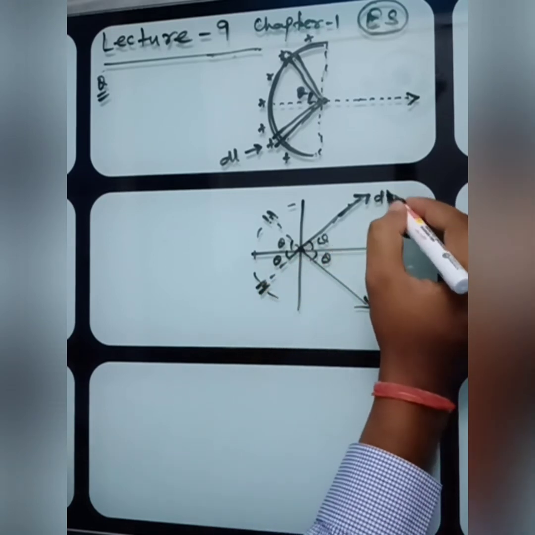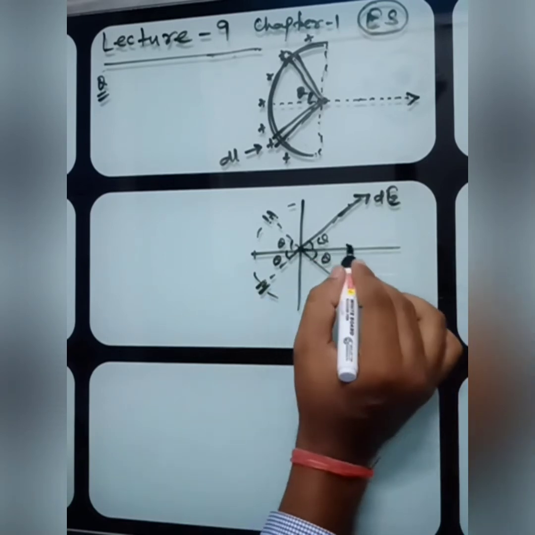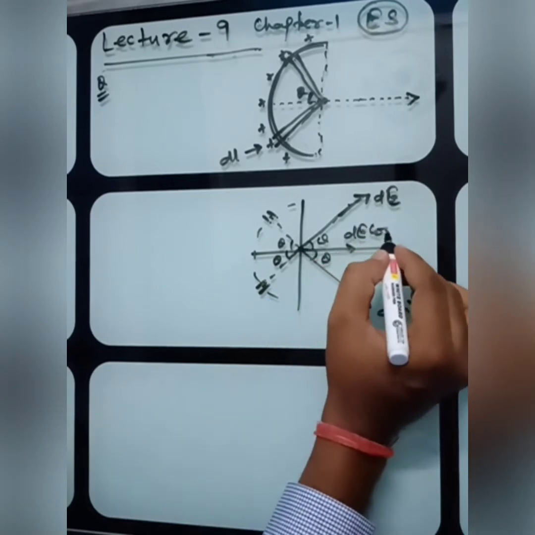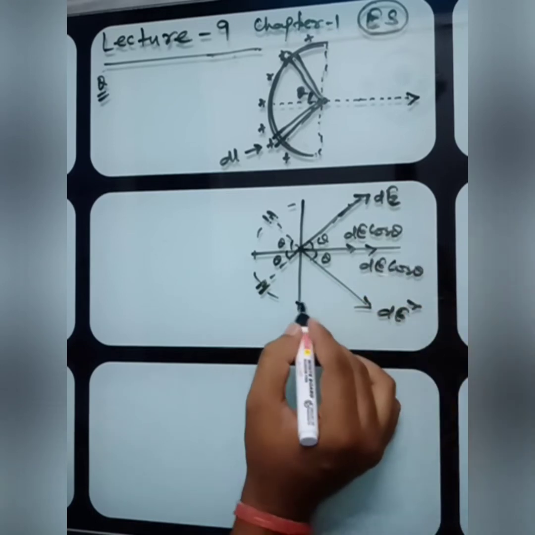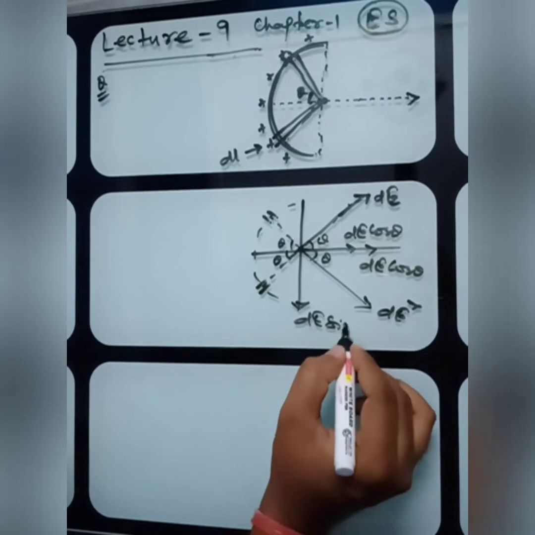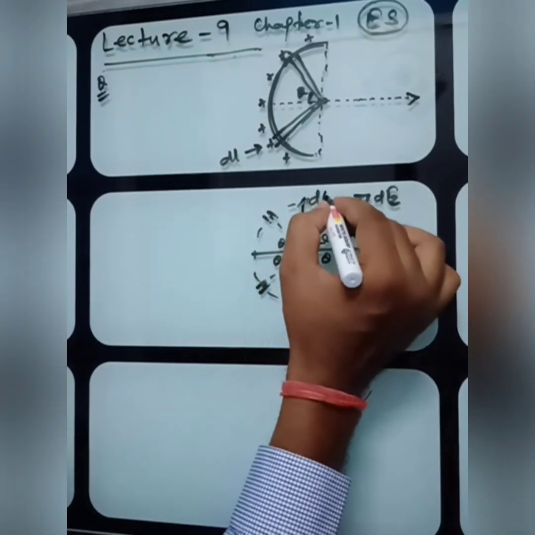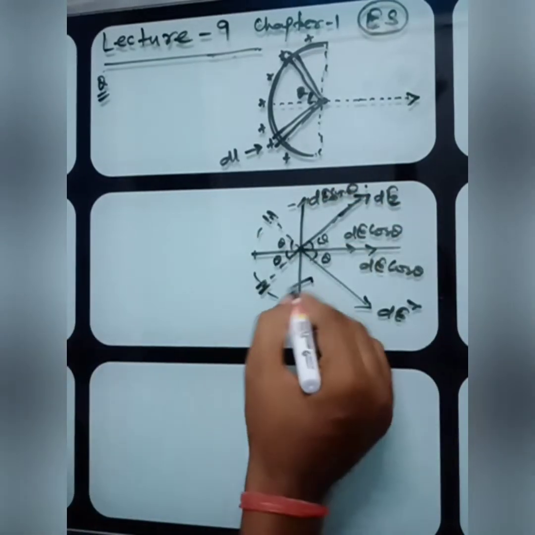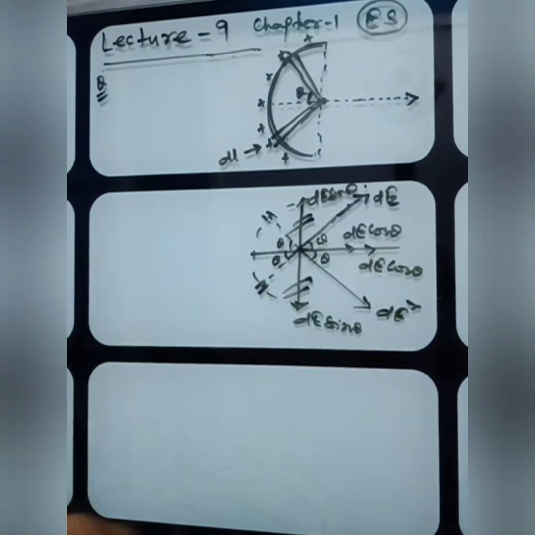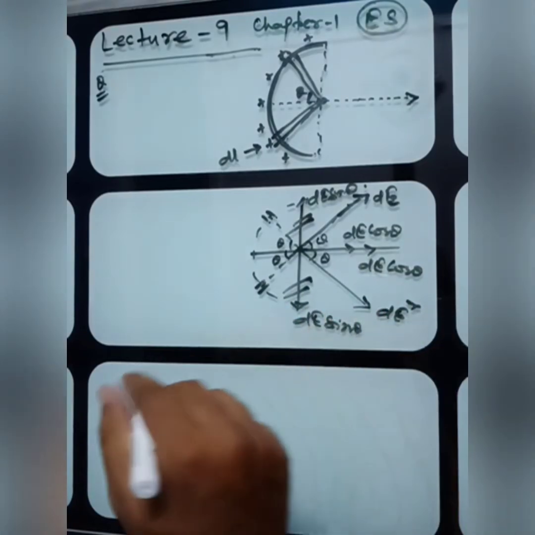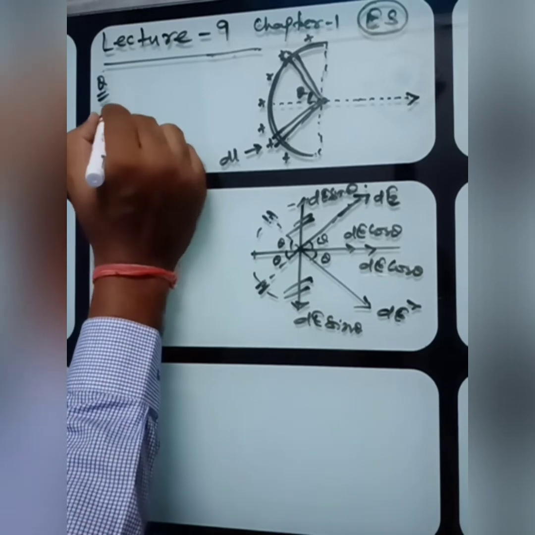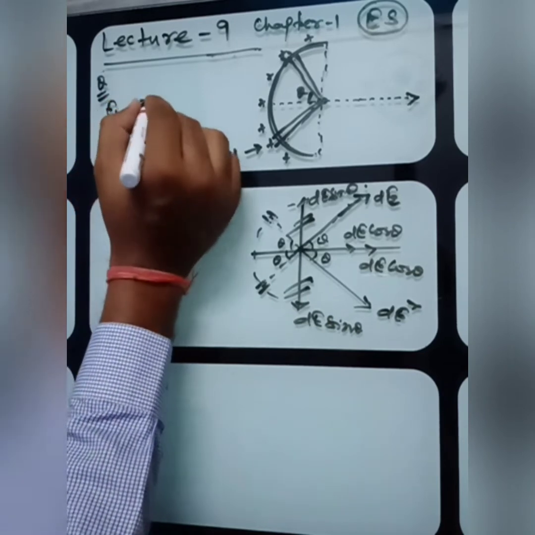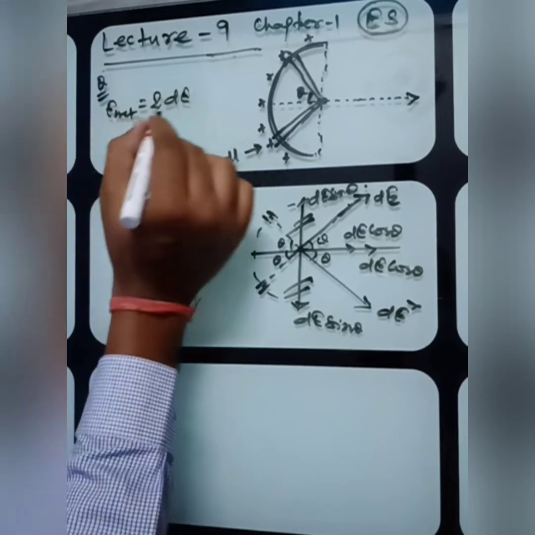This is the elemental part. It will have two components, dE cos theta, and this also gives dE cos theta, and dE sin theta, and the same dE sin theta. Now these two will cancel out. This is the reason we took two elemental sections. Now the net electric field, from this figure I am writing here, E net is nothing but twice dE cos theta.